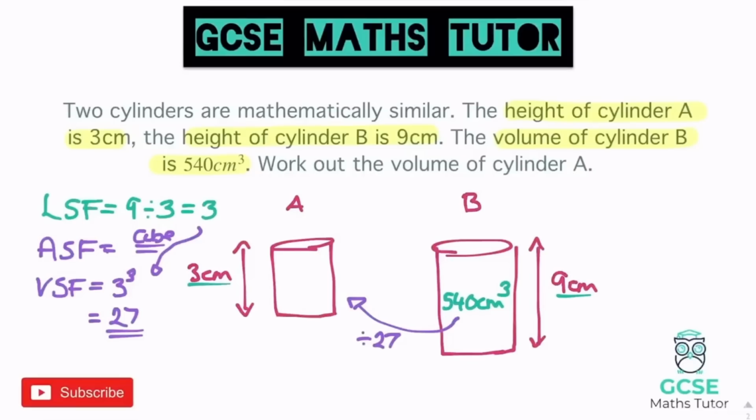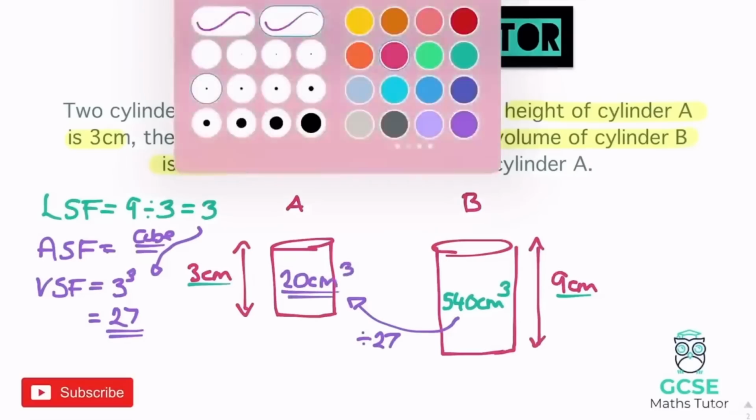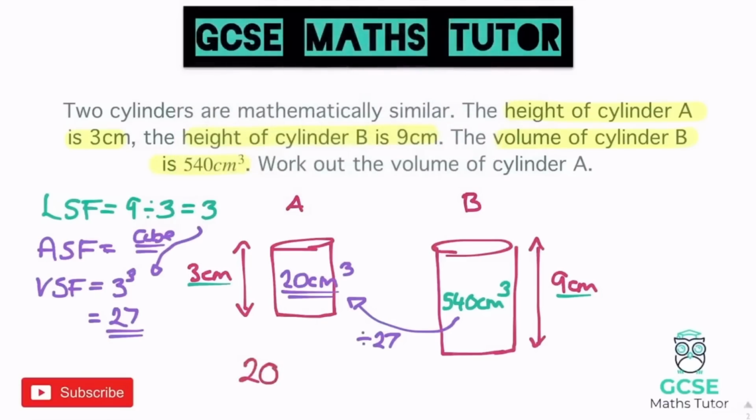So if we're going back down to the smaller one, it has to get 27 times smaller. Now 540 divided by 27, without a calculator isn't too bad. 27 goes into 54 twice, so it goes into 540 20 times. So my answer for this one is going to be 20 centimetres cubed, and that's our final answer there. So let's just write that down here this time. So my final answer is 20 centimetre cubed, being the volume of A there.